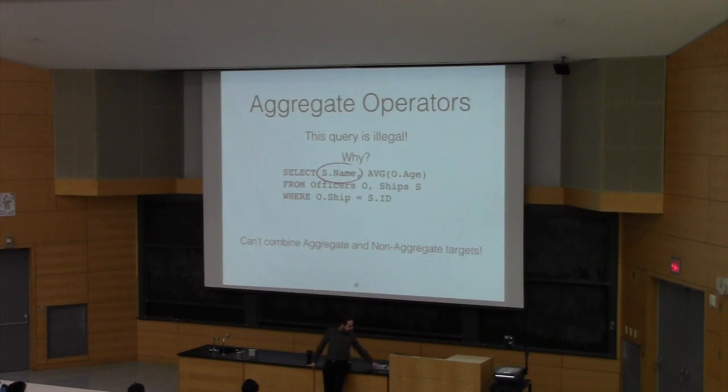However, there is this idea called grouping. There's a process called group by that makes this query legal. It basically says, okay, let me take all of the officer names, and for every officer name, compute the average age for that particular name, or that particular first name.